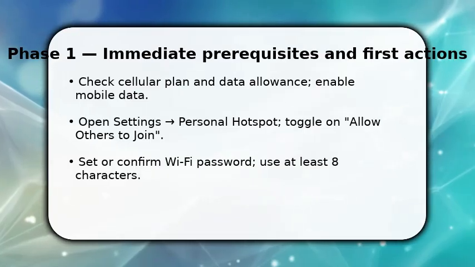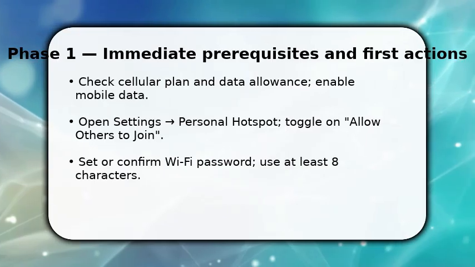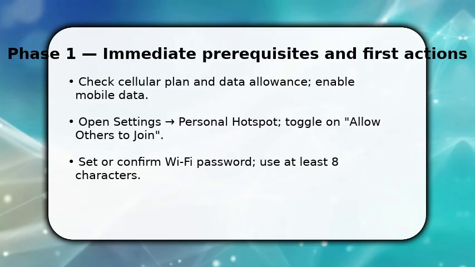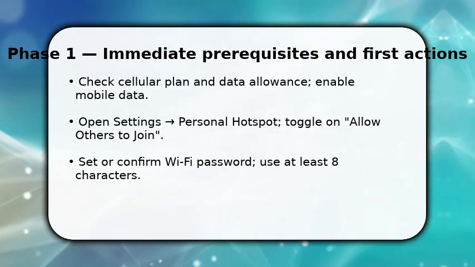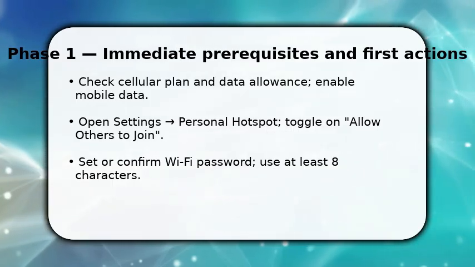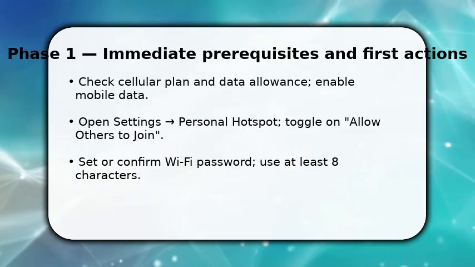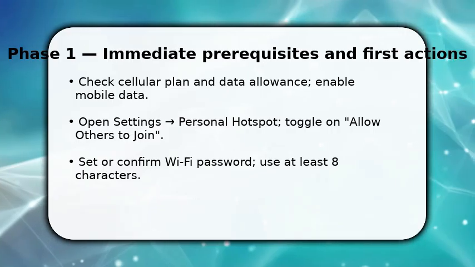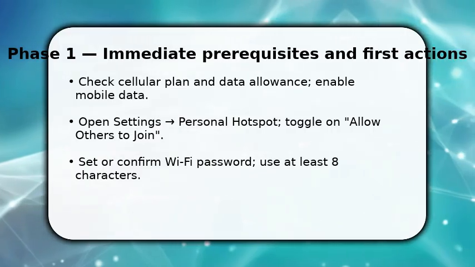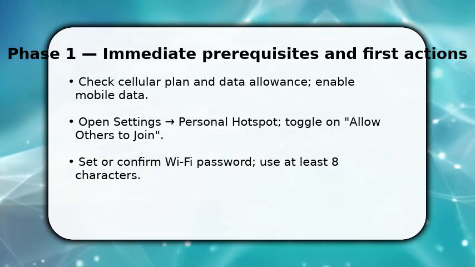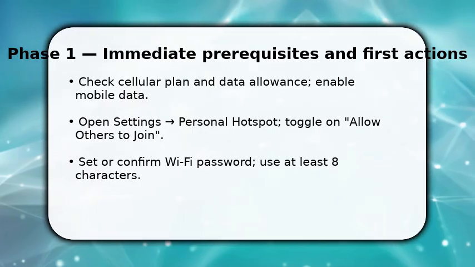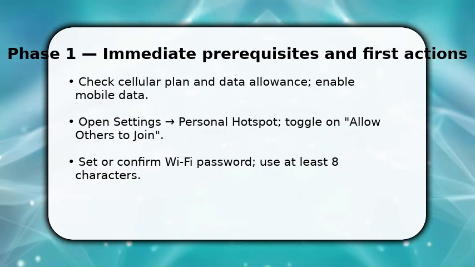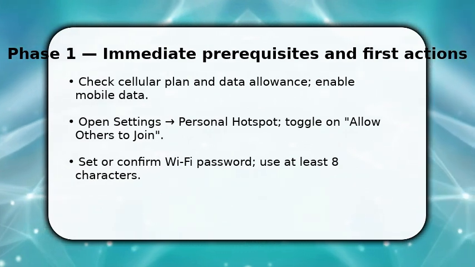You start by confirming your carrier plan and available data. This avoids surprise throttling. Once done, enable mobile data in settings because the hotspot uses cellular first. Then go to Settings, Personal Hotspot and toggle Allow others to join so the phone advertises a network. Make sure you create a strong Wi-Fi password, 8 or more characters, so strangers can't join. This immediate setup gets the iPhone broadcasting and ready for connections in the next steps.